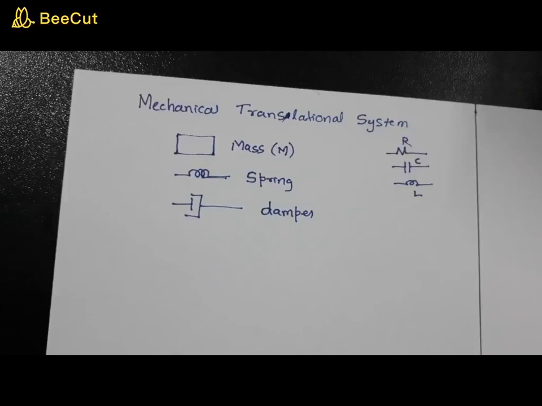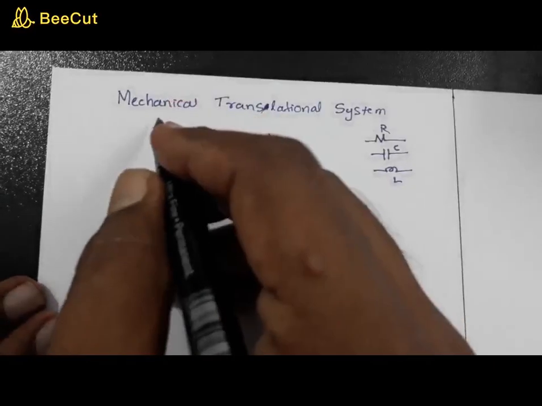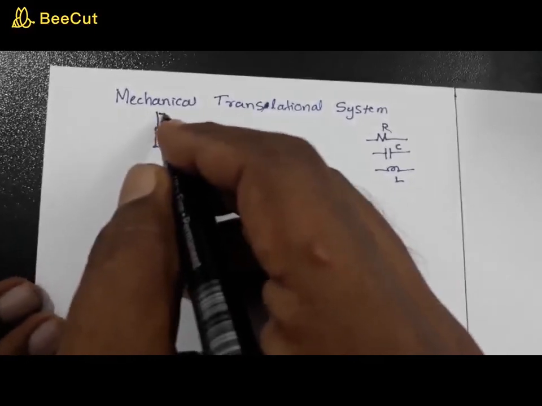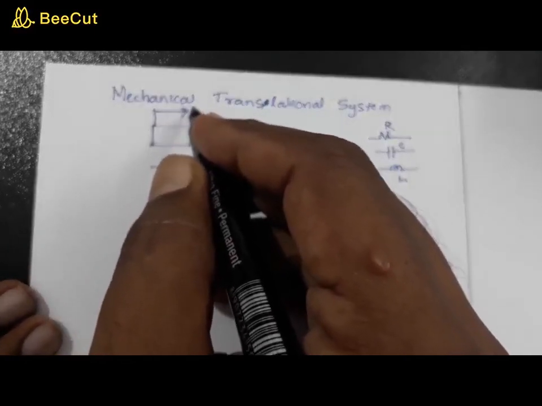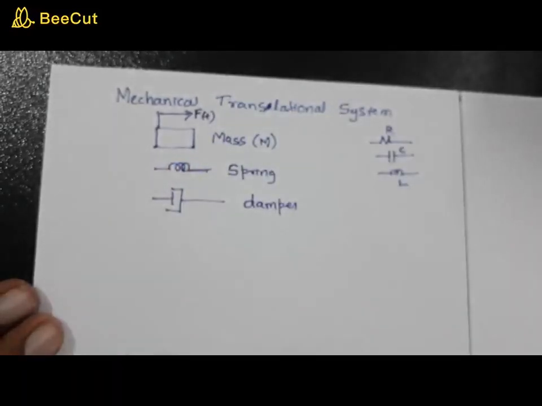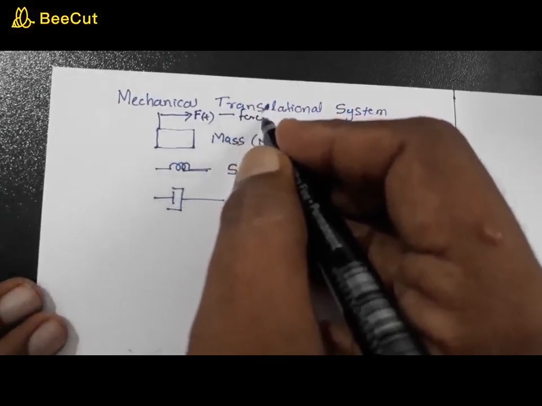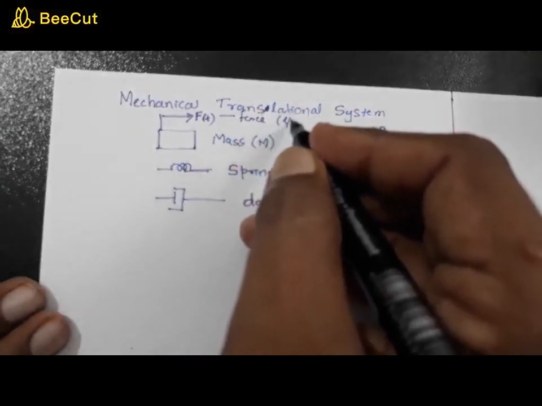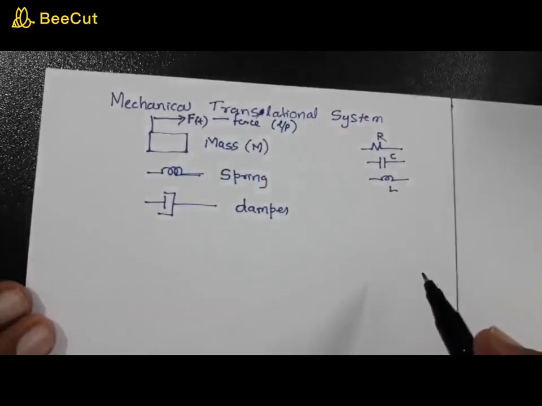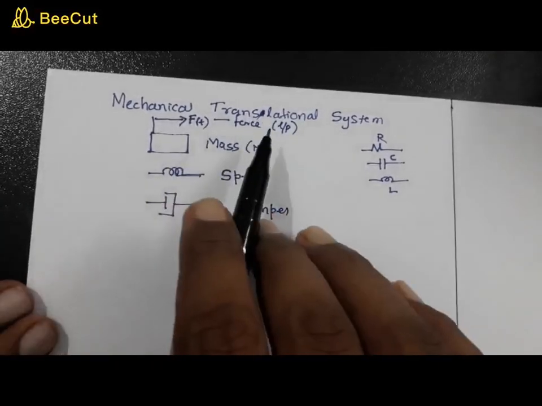Now what you need to understand is that a force is applied on the mass. We usually represent that as F of t. So what is F of t? F of t is the force that you apply, and it is equivalent to the input voltage or input current in an electrical network. Now we'll study about that later.